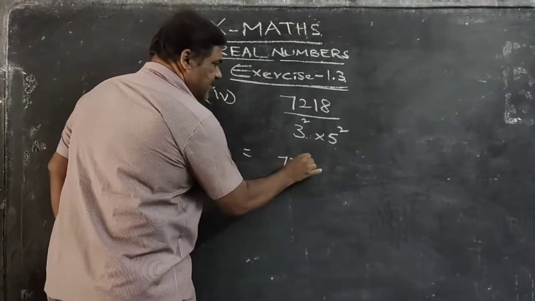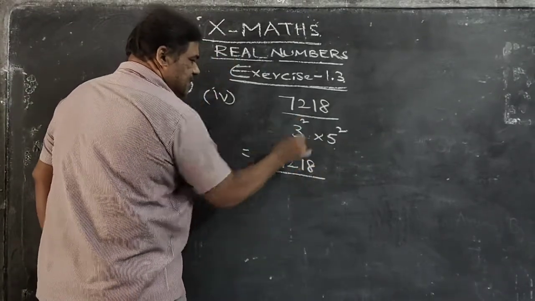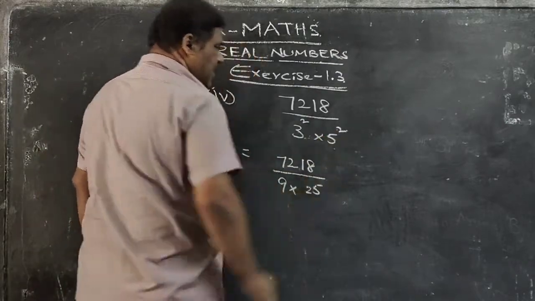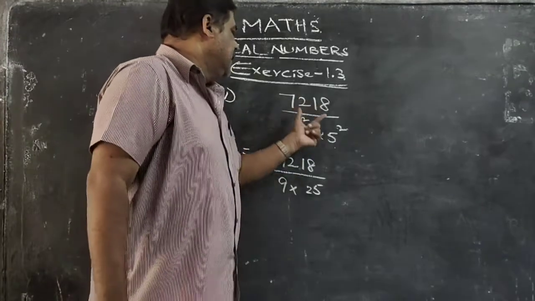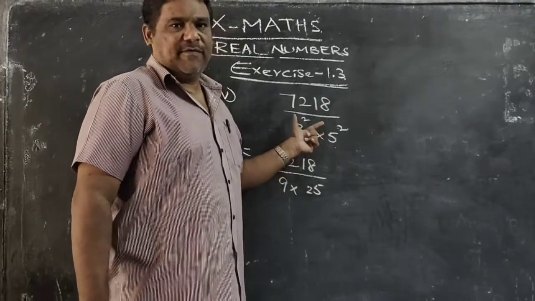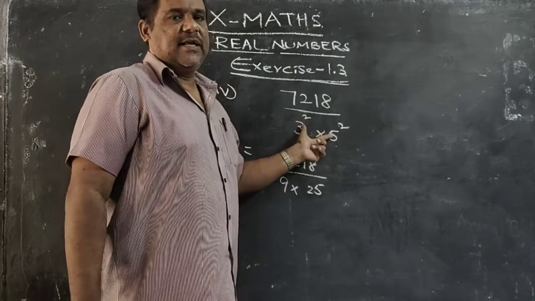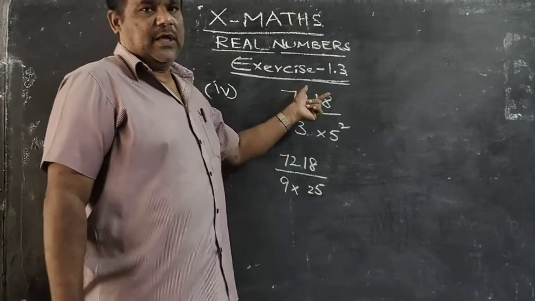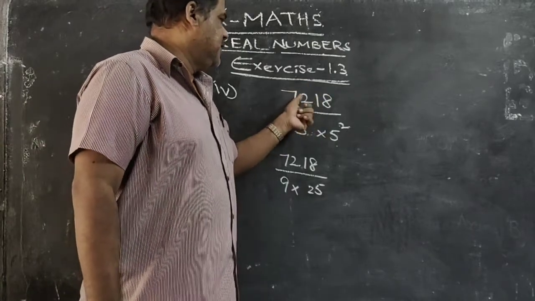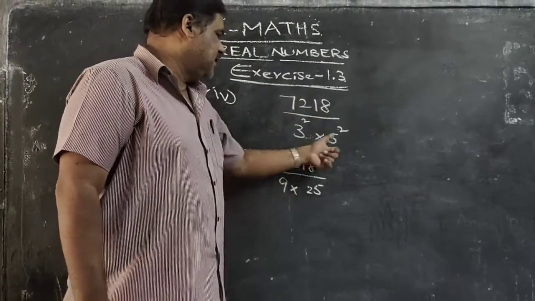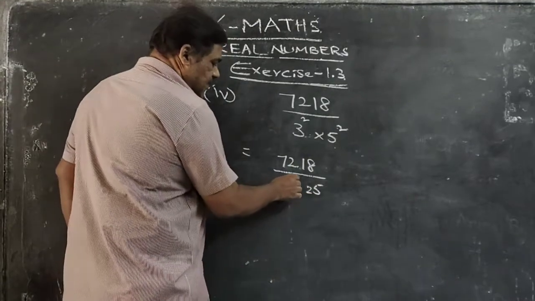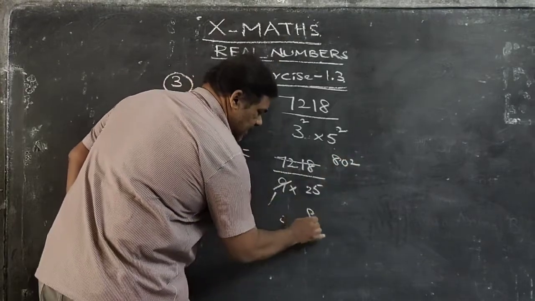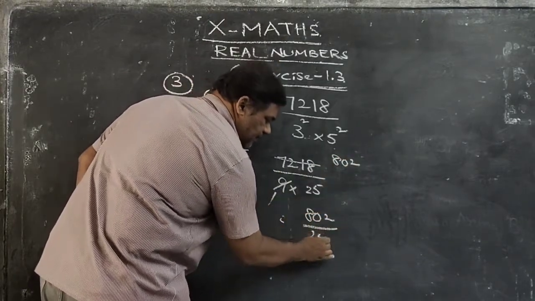So it is 7218 by 3 square is 9, 5 square is 25. Yesterday we discussed that if the denominator contains 2 and 5, that is 2 5s are 10 or multiples of 10, then it will be convenient for us to keep a point. So that is the reason 7218 by 3 square is 9, 5 square is 25. Let us cancel by 9. So we will get 802 by 25.